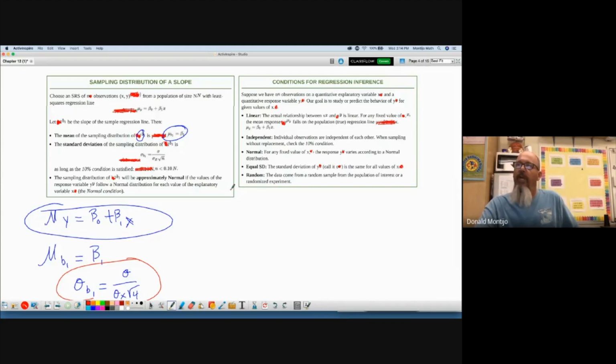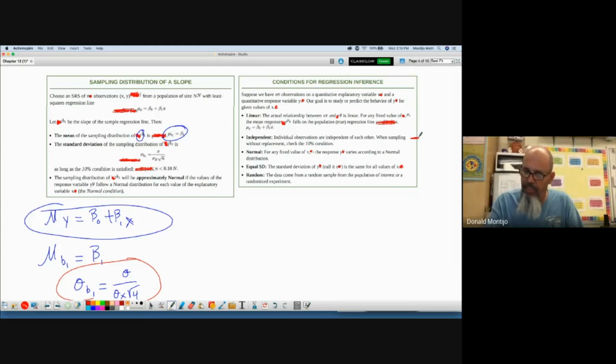Conditions for regression. You're going to say, dude, I know conditions already. It's the same conditions we do every single time. We do random, we do 10%, and we do large counts. Well, now they mess with us. Yeah, there's random. Yeah, there's normality, so to speak, but they don't do it in large counts. And there is the 10% condition. Okay, so this one we're used to.